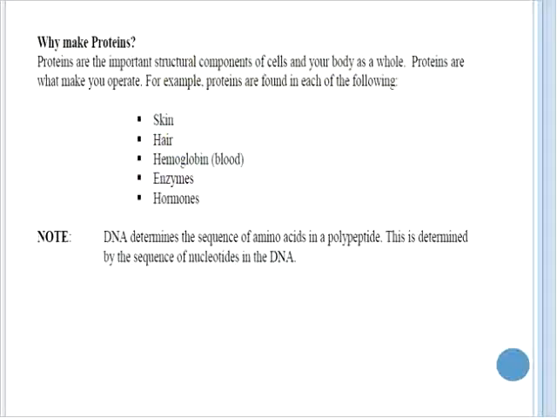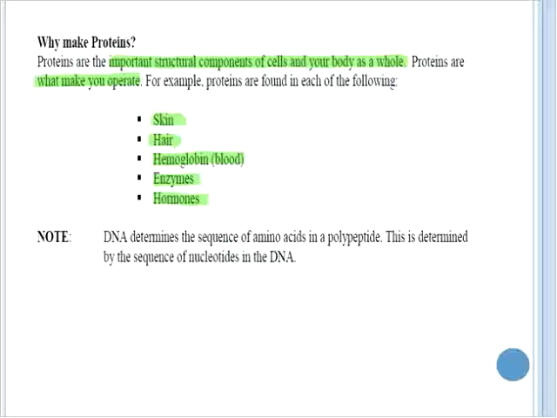So why do we even bother making proteins? What difference does it make if they're there or not? The reality is that proteins certainly are the important structural components of cells and your body as a whole. Proteins are what make you operate. For example, proteins are found in skin, hair, in our blood, hemoglobin, by way of one example. Enzymes and hormones are all comprised of proteins.